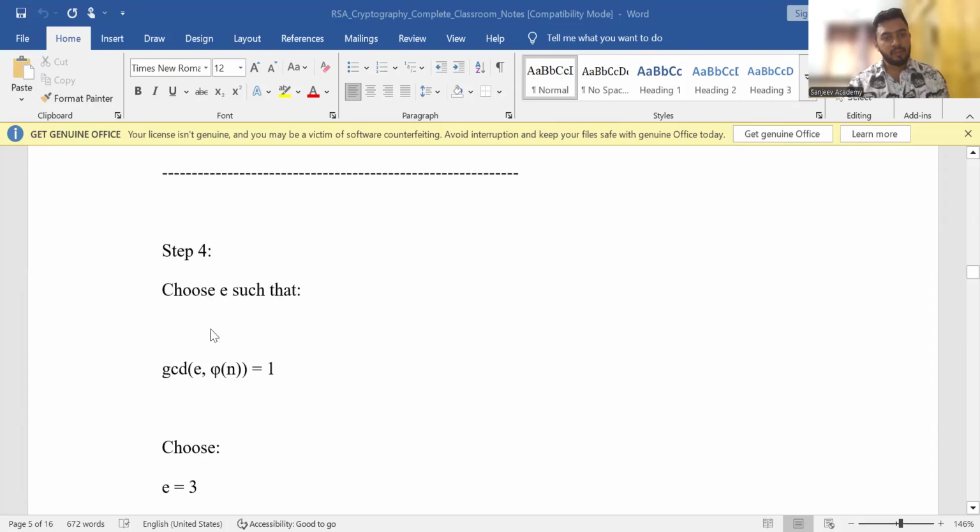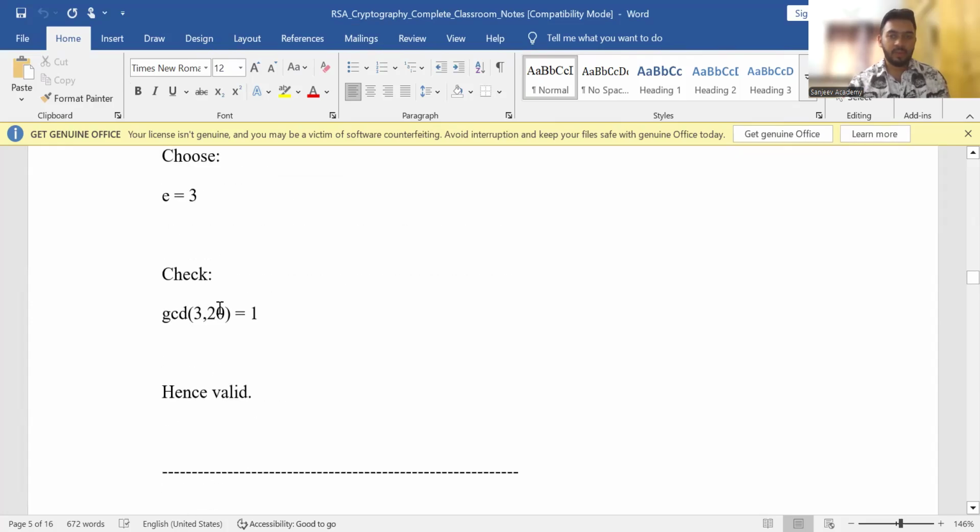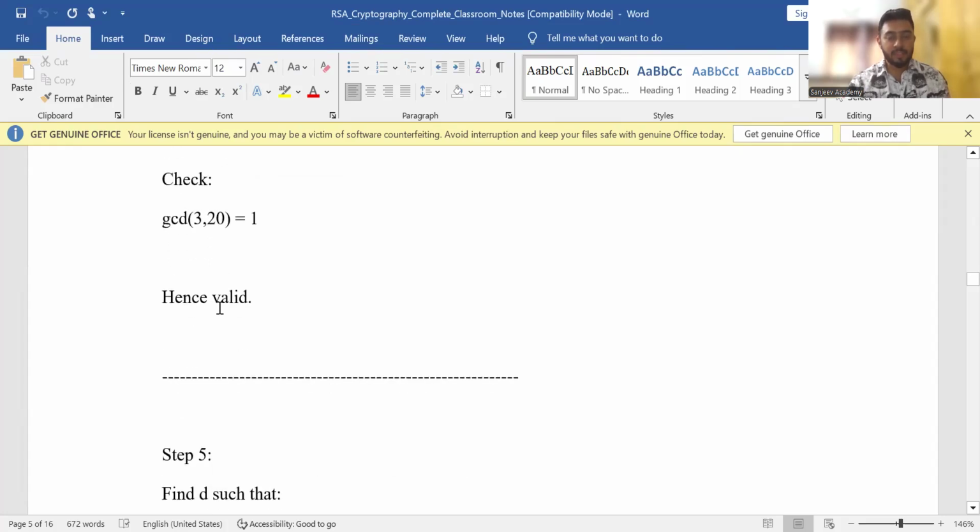Now it's the important thing. We have to choose E such that the GCD of both is 1. So GCD of E and phi of n, 20, is equal to 1. So we use the number 3. So GCD of 3 and 20 is 1. You can use any number, but it should be valid. This is just a teaching example.